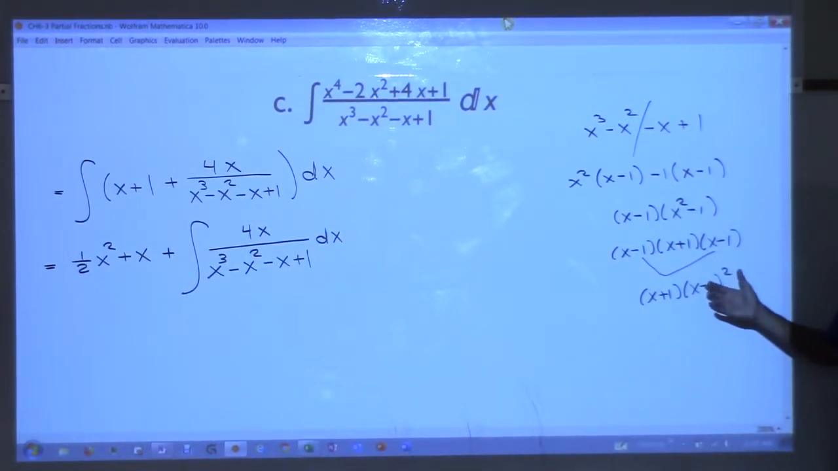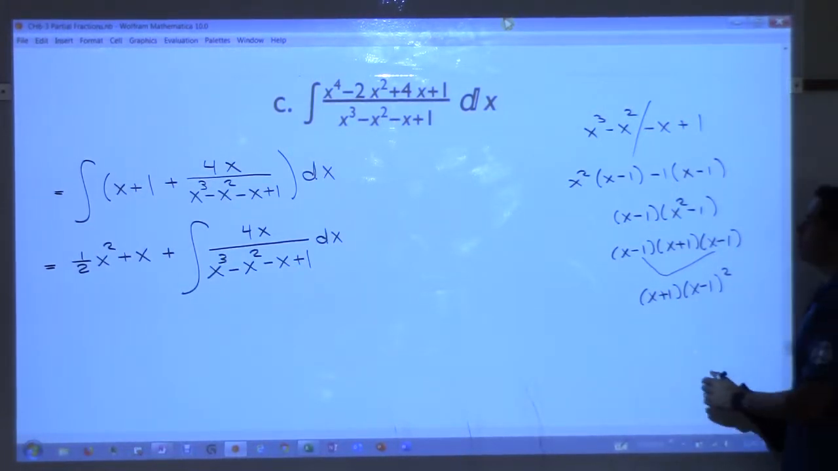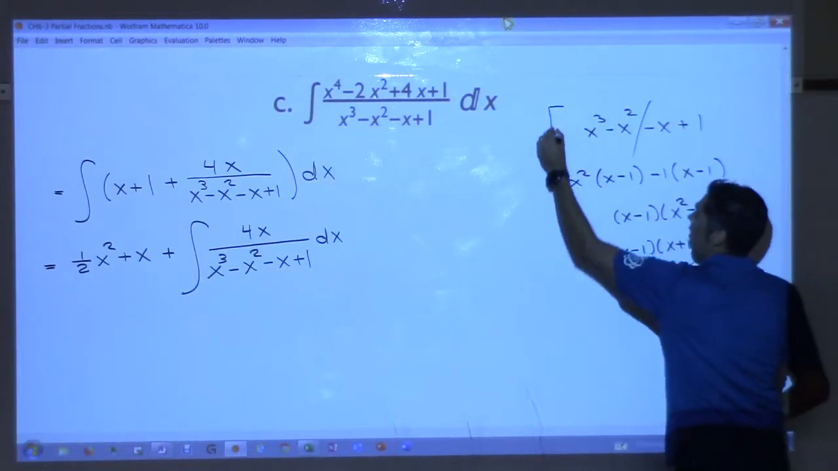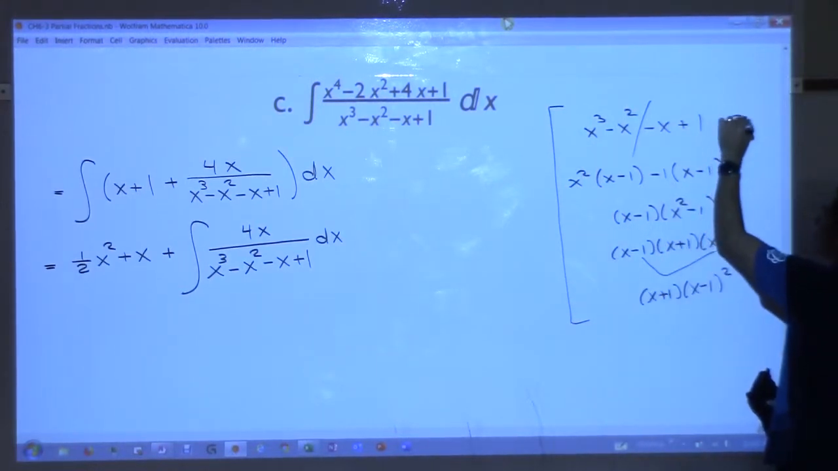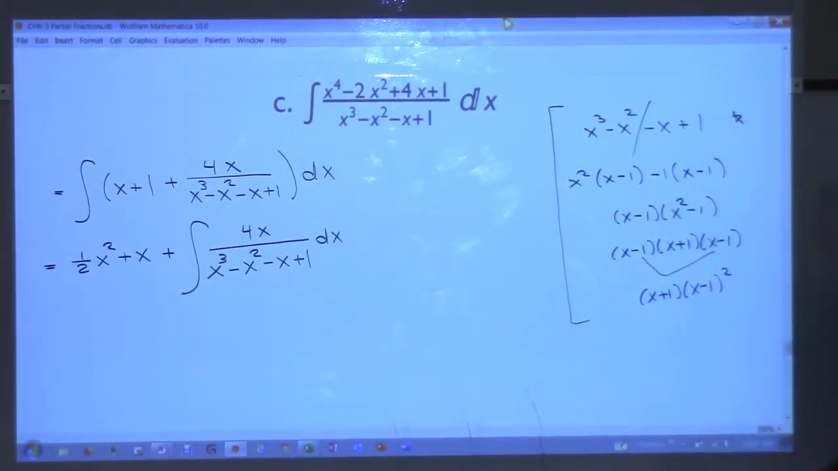Where? When you brought it down? Where? From there? He's talking about the difference of squares. From here, I'm doing grouping. So, look, if you're having any issues with this, start math lab, I need help with grouping. Okay?